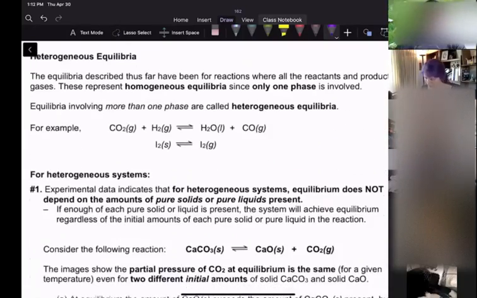Heterogeneous equilibria. In this example, we have the liquid and the gas, or the solid and the gas. So that's what we're talking about with heterogeneous, the different phases of matter. So when we have something that's a pure substance that is either a solid or a liquid, basically the concentration doesn't really matter. It's kind of like it's either there or it's not. So they don't come into the equilibrium constant at all.